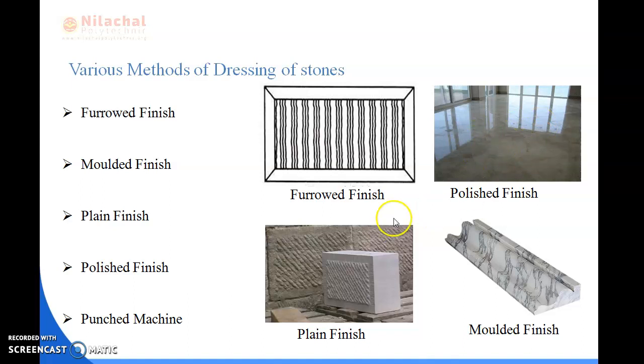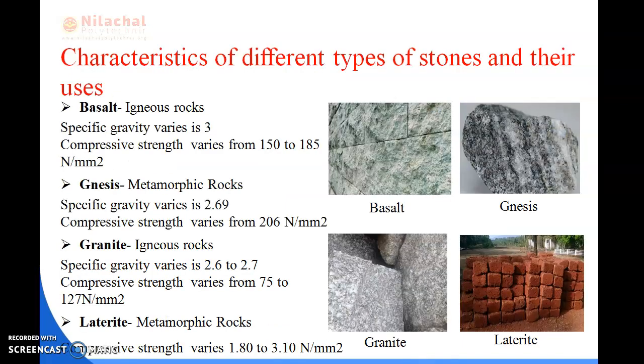Next is punched finish. Punched machine means that on the stone surfaces depressions are made by using a punch. We take the punch from a height and throw it so that the stone breaks. So the surfaces of the stones take the form of a series of hollows and ridges. Next is characteristics of different types of stones and their uses.